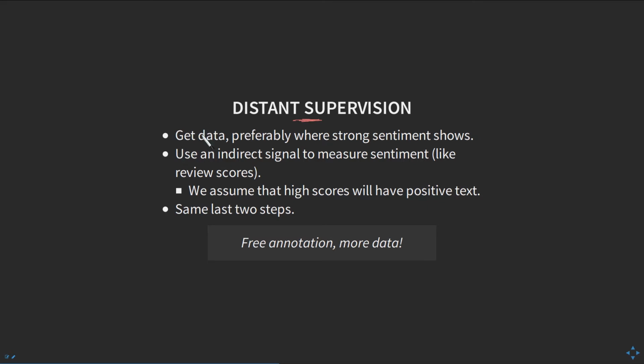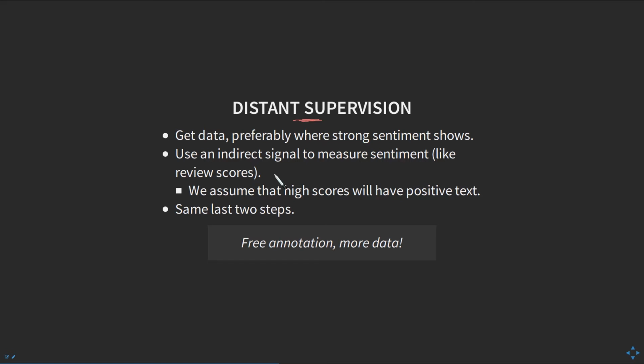The first step is basically exactly the same. So we get our data, and this doesn't change. So preferably we would want that to have a strong sentiment, and then rather than doing this annotation, we try to gather data that already has an indirect signal that might indicate sentiment. And I alluded to this earlier, but review score is actually a very good platform where there is strong sentiment, and we also have a score attached to these reviews as a byproduct of the data. It's not necessarily referring to the sentiment.